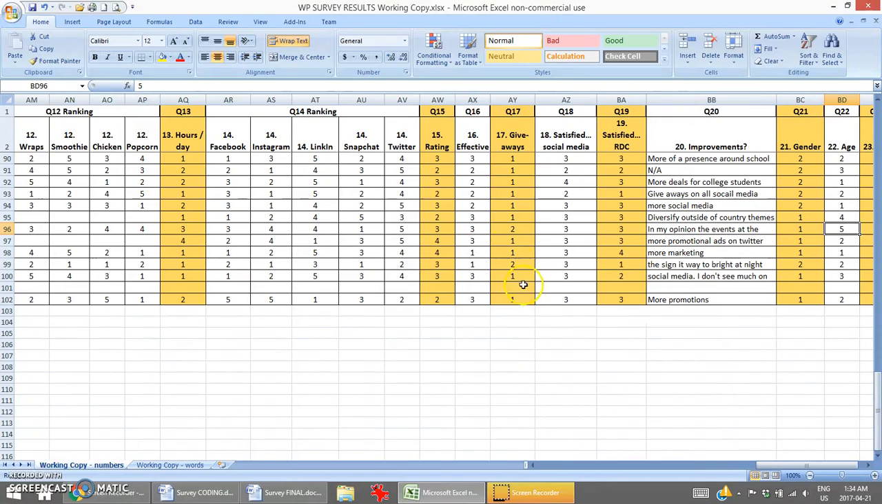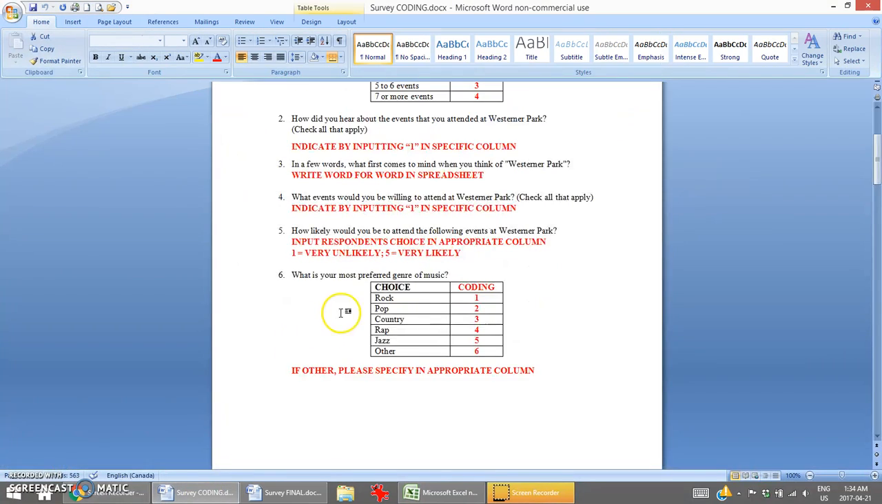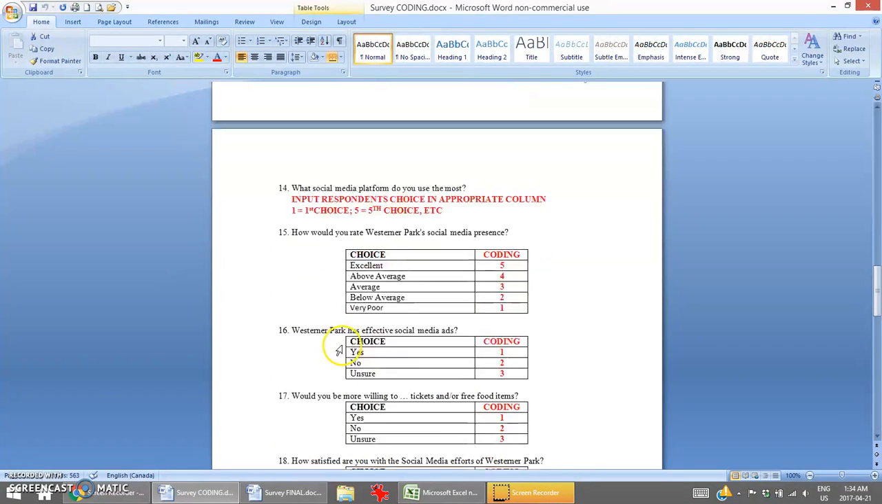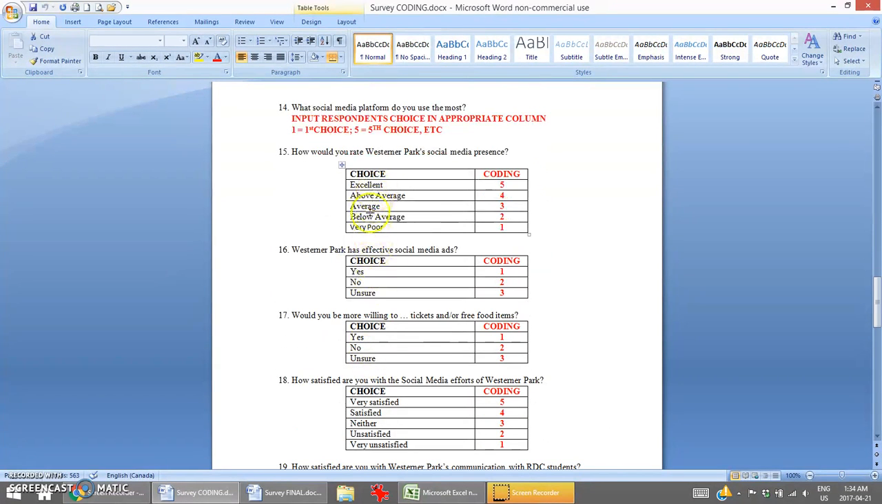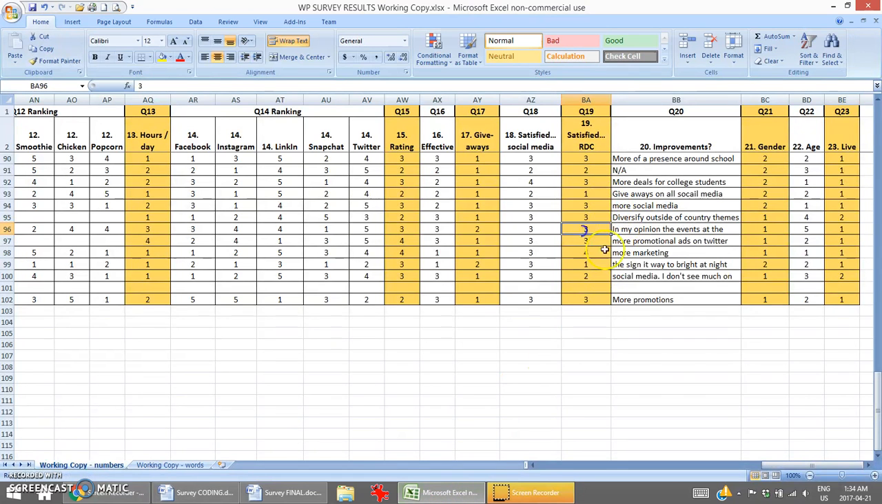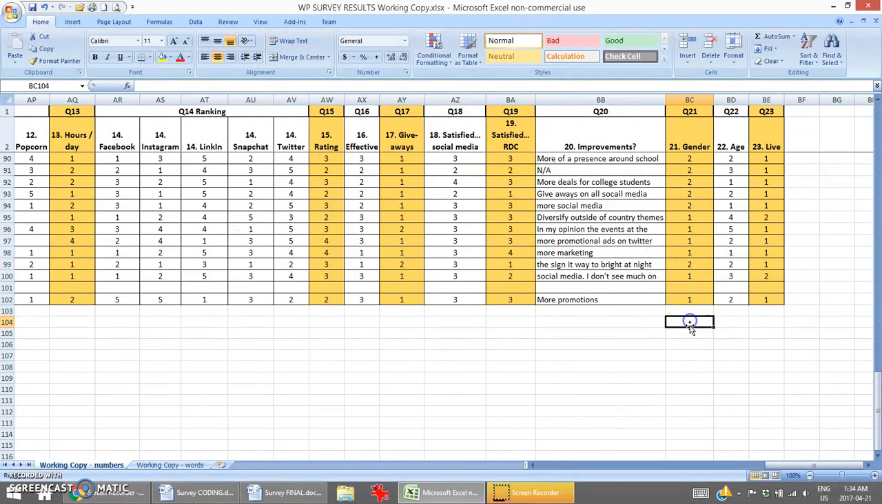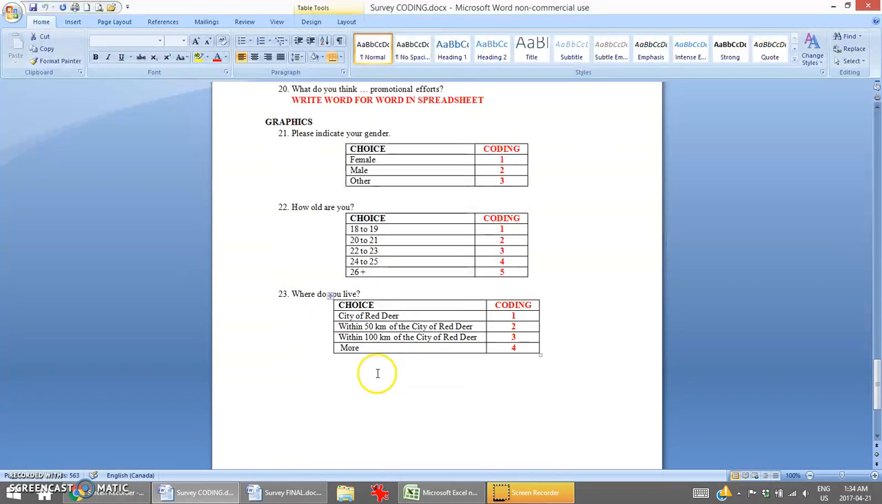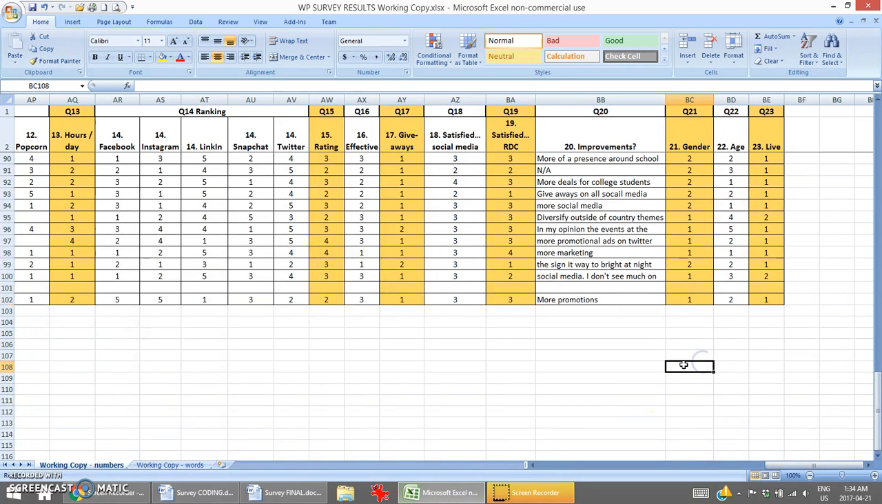Question 15, 16, 17, 18. Let's just go back to our coding. I think these are the same as before, so you can basically count all the 1s, 2s, 3s, 4s, and 5s in your data and so forth for all of these. Gender, you can do a count if function for the 1s, 2s, and 3s. Age, 1 through 5, and where you live, 1 through 4. So that's how you can analyze the data. All we're doing is giving a quick descriptive analysis of the data.